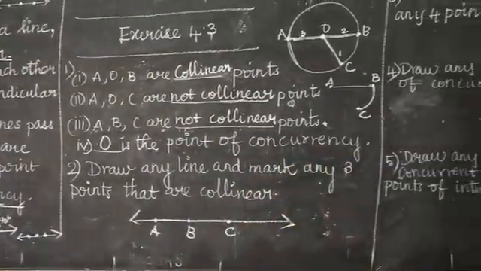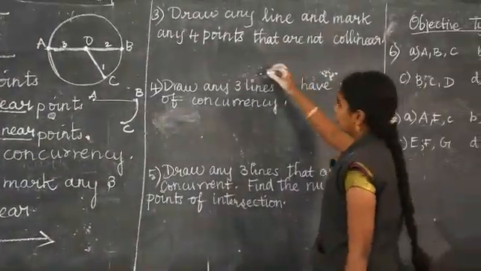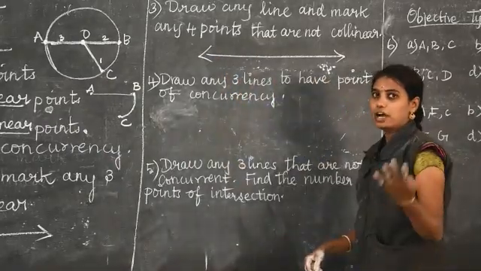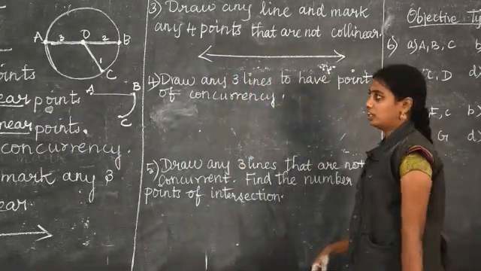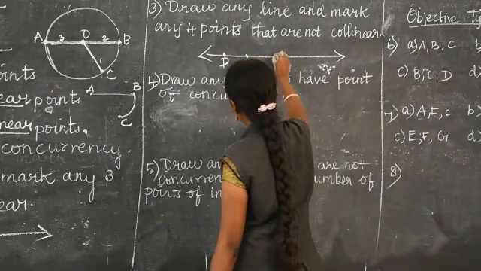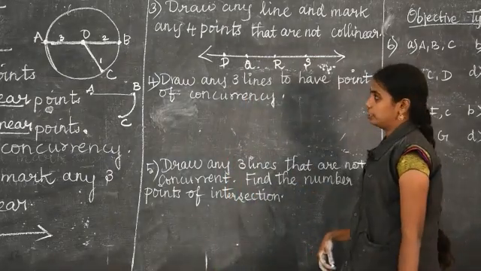Next, draw any line and mark any 4 points that are not collinear. Draw any line. If you mark 4 points, you know that is not collinear. So now I am going to mark 4 points P, Q, R, S. So it is not collinear.